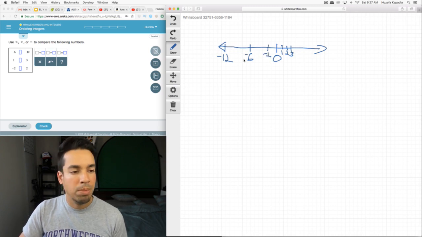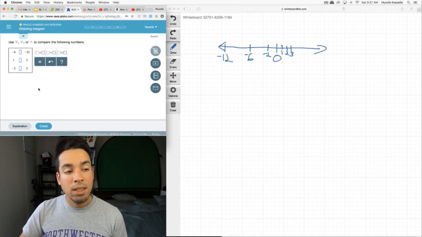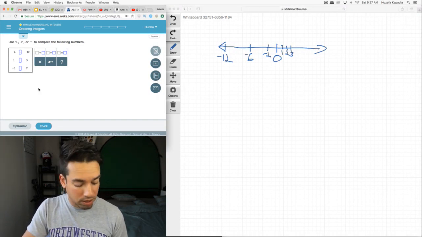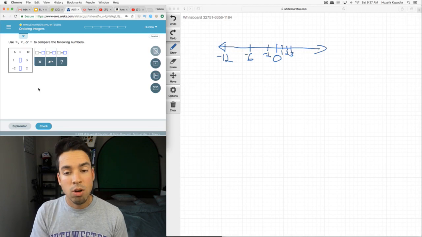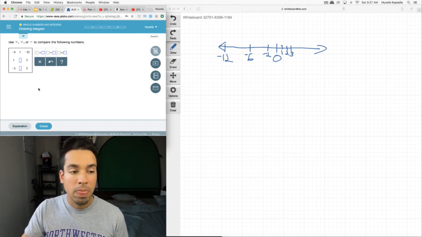And now we can do a quick comparison. Anything to the left is going to be the smallest. So you might think -12 would be bigger than -6. It's in fact the opposite. -12 is farther down the line, down the number line, than -6. It's a smaller quantity. Therefore, -12 is less than -6.